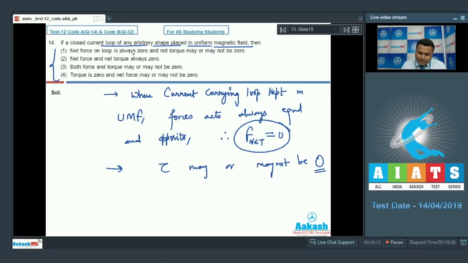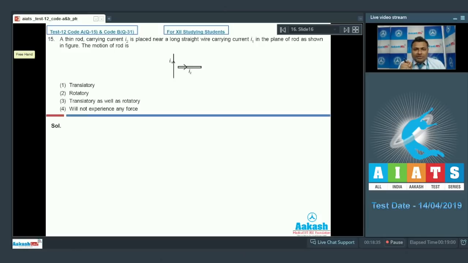Now let us have the options. Net force on the loop is always 0. True. Net torque may or may not be 0. True. So we will go with option number 1 only, which is absolutely correct. Now move on to the next, that is number 15. So here is question number 15, everyone. A thin rod carrying current I2 is placed near a long straight wire carrying current I1 in the plane of the rod as shown in the figure. How would be the motion of the rod?